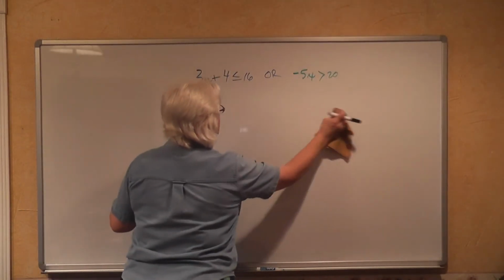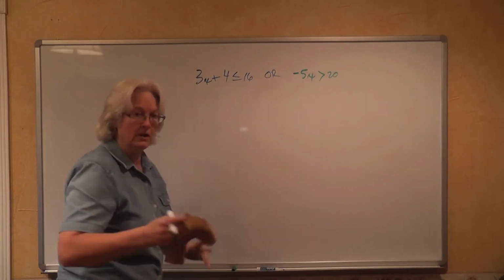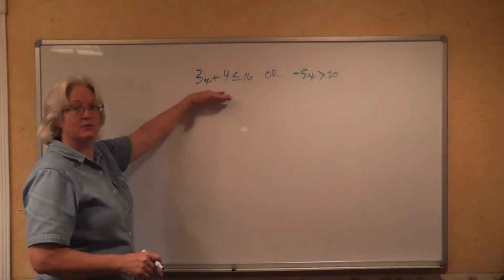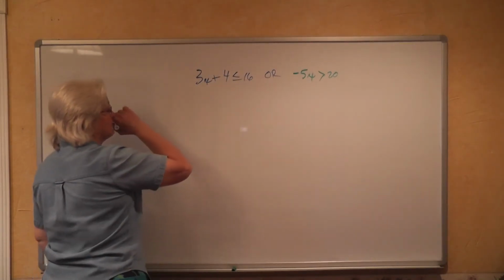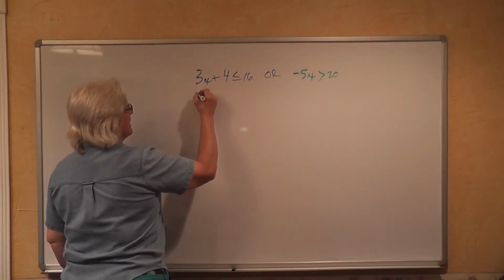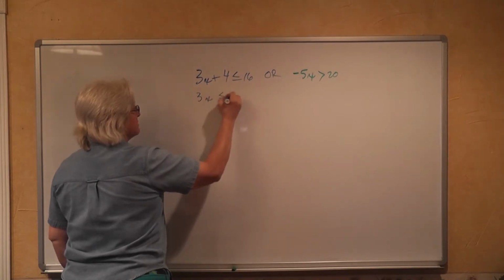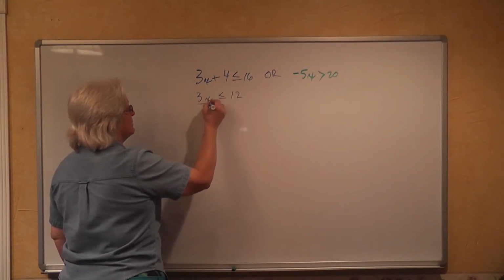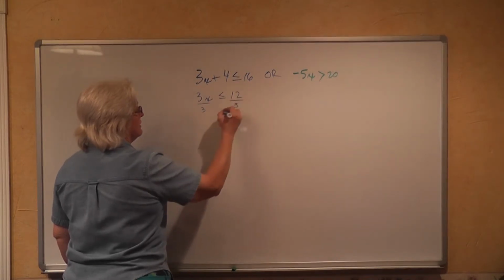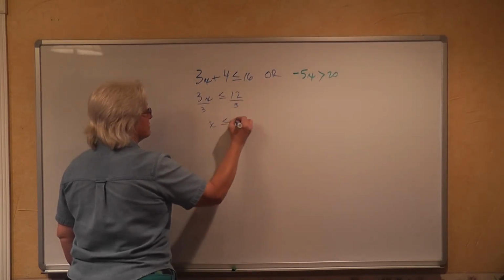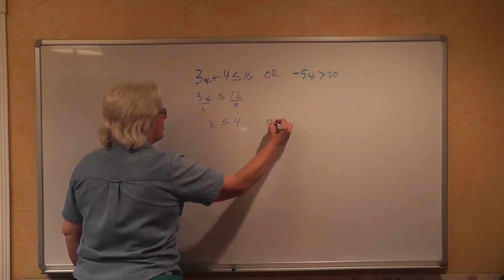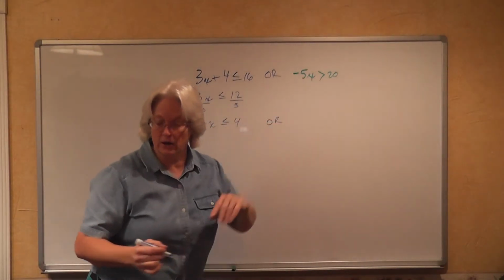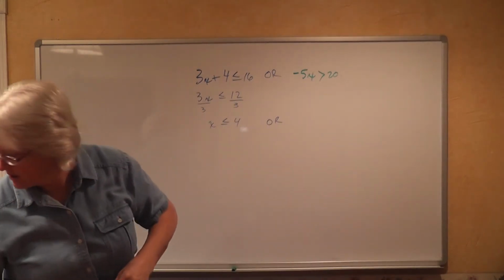So first we're going to simplify our blue inequality just as if it were an equation. You subtract a 4 from both sides and you have 3x is less than or equal to 12. You're going to divide both sides of this inequality by 3 and you have x is less than or equal to 4, or now we're going to go ahead and simplify our second inequality.